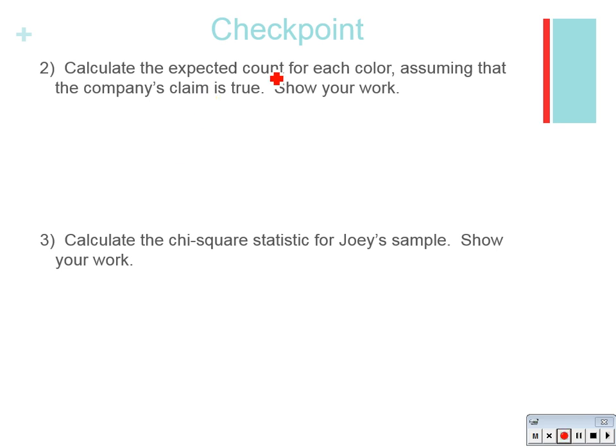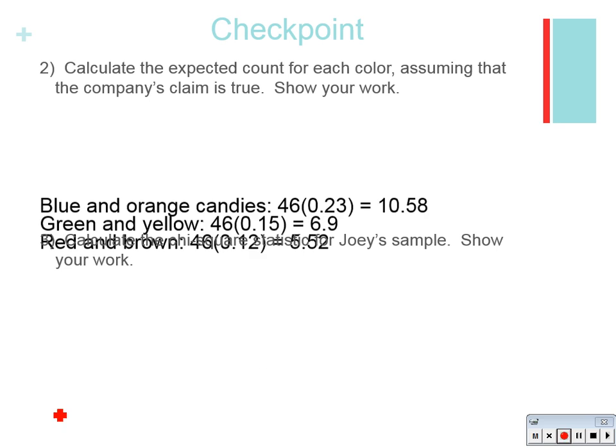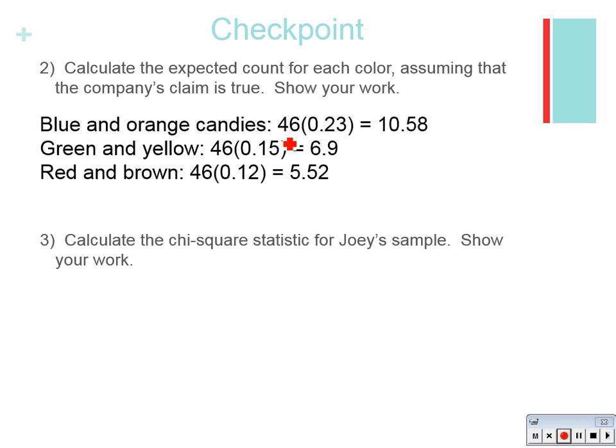Question 2 says calculate the expected count for each color, assuming that the company's claim is true. So if we're talking about the expected counts, for blue and orange, we're looking at 23% of the 46 candies that were in the bag. That would be 10.58. For green and yellow, those were 15%. So if we took 15% of 46, that's 6.9. And then 12% of 46 would be 5.52.